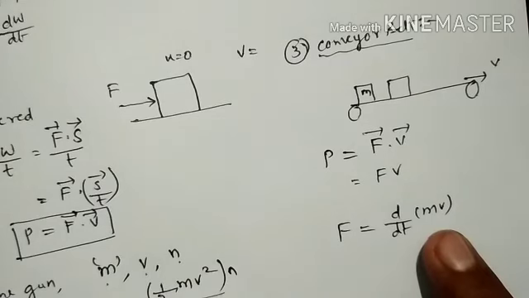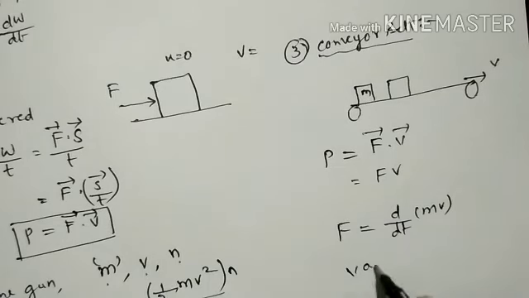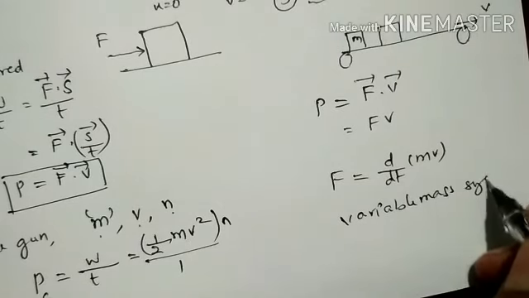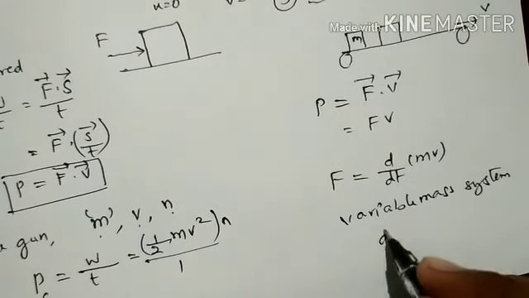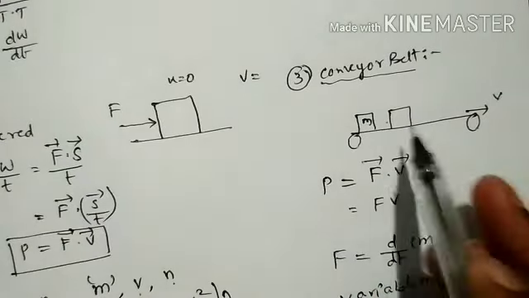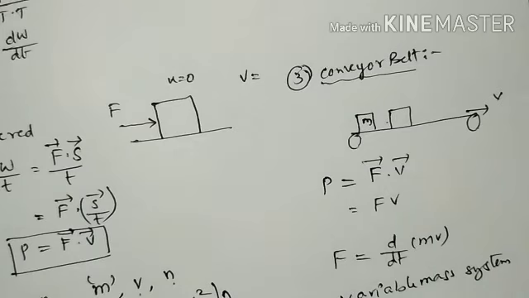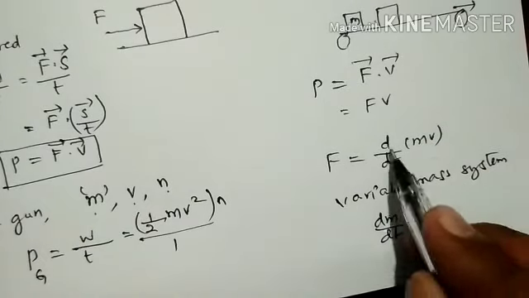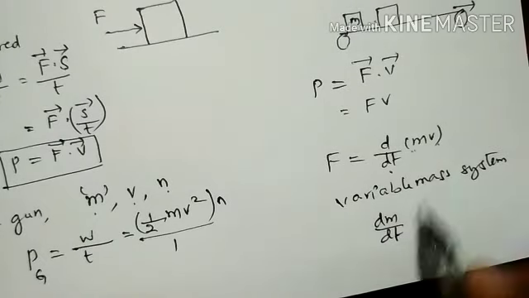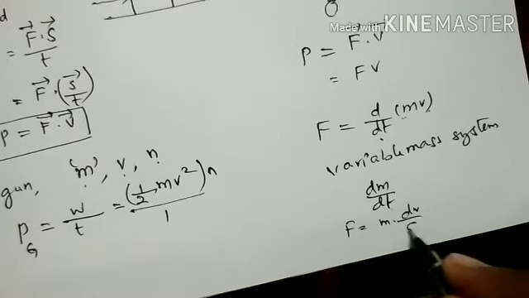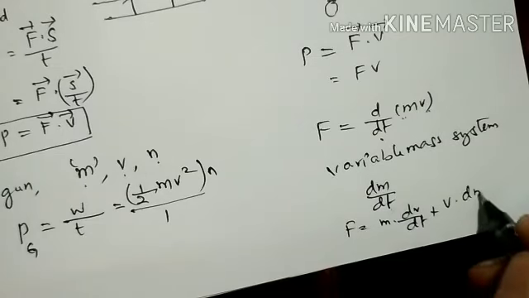Here, if you remember, in a variable mass system, what is a variable mass system? Mass changes with time, that is dm by dt. You are adding masses one by one with respect to time, so the masses are increasing. In a variable mass system, if you take the derivative of m into v, using the product rule, F is equal to m into dv by dt plus v into dm by dt.